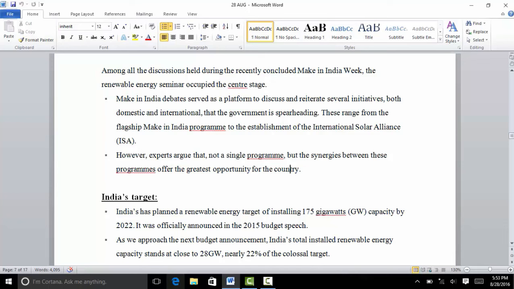So in the last budget, we have a stated goal of producing 175 gigawatts. Again, an important number to remember, because you will get a lot of opportunity to reproduce it. By 2022, this is our stated goal, that we would produce 175 gigawatts of electricity from renewable energy sources. And solar is a major component. I guess out of this, 75 will be from solar, or that's the plan. But right now our total capacity is just 28 gigawatts. That is not just solar, but all the renewable energy sources. The installed capacity as it stands now is just 28.